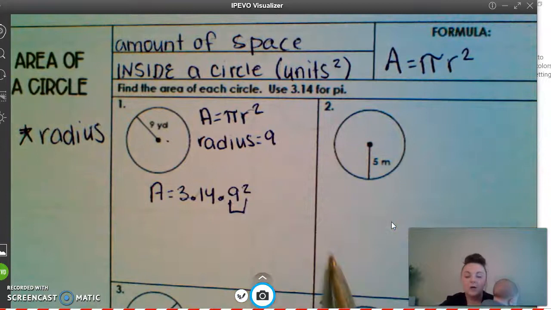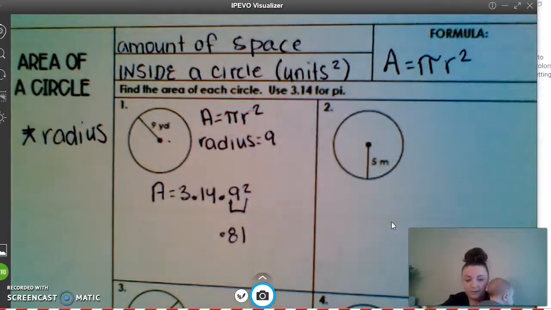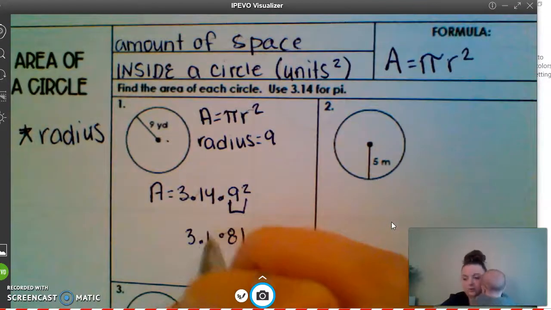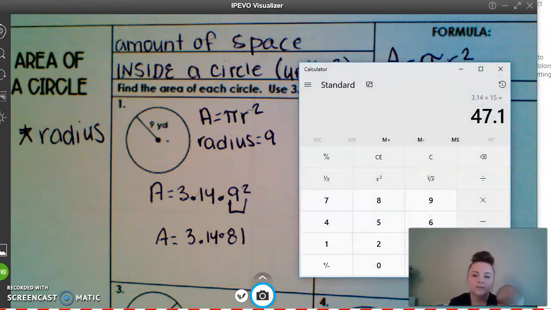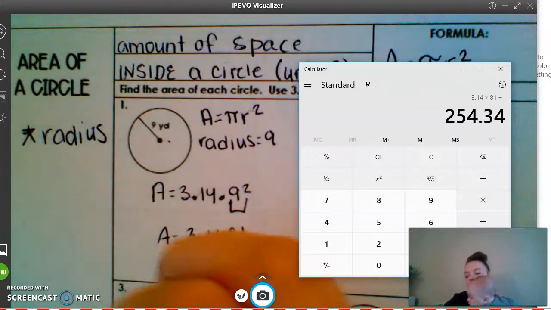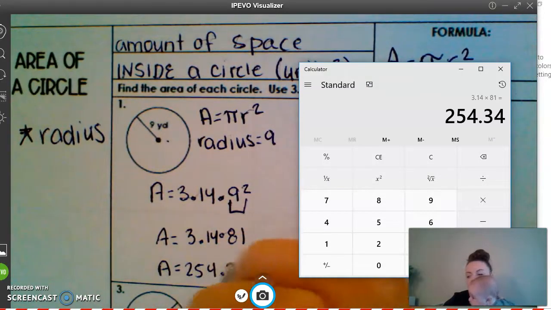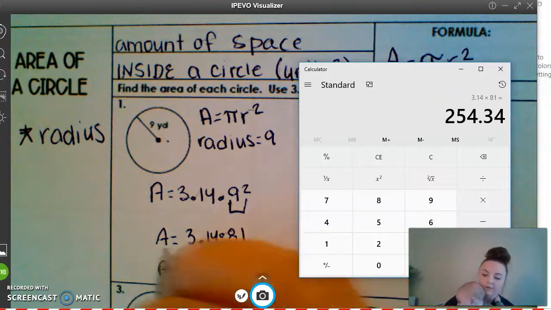I've got 3.14 times 9 squared because radius is 9. Well, 9 squared is not 9 times 2. Remember, that is 9 times 9. And 9 times 9 is 81. So when I simplify that, there's an 81 there. Drop down the 3.14. So now we've got area equals 3.14 times 81. So I'm going to go ahead and do that math. 3.14 times 81 is 254.34. And then the unit would be yards squared.